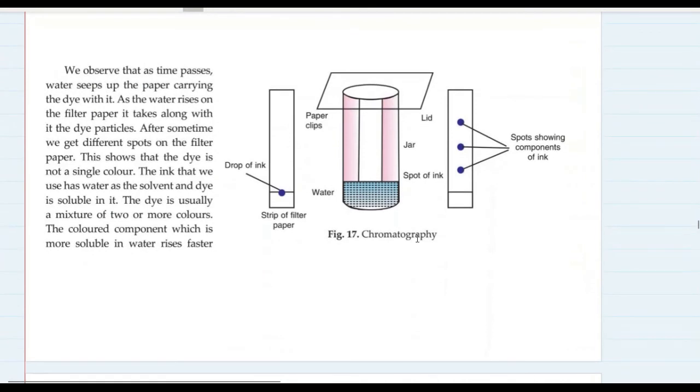We observe that as time passes, water seeps up the paper carrying the dye with it. Now, what do you understand by this seeps up? See, water has this special characteristic by which it gets absorbed into paper or any dry substance. These dry substances, like a sponge or a paper, have small thin tubes inside them.